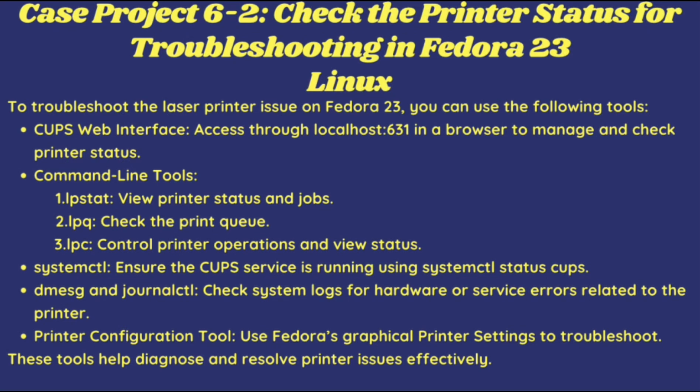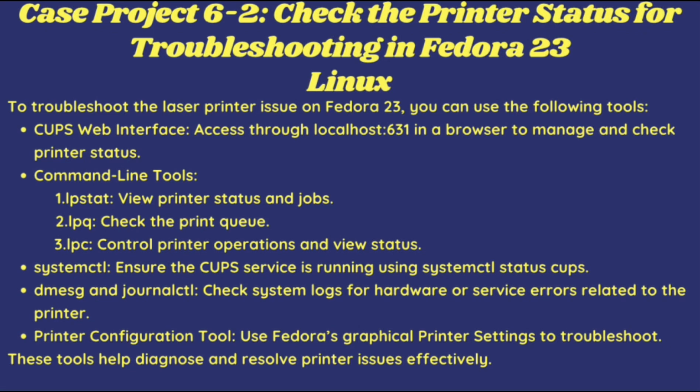To troubleshoot the laser printer issue on Fedora 23, you can use the following tools. First, CUPS web interface. Access it through localhost:631 in a browser to manage and check printer status. Second, command line tools. First, lpstat, view printer status and jobs. Second, lpq, check the printer queue. Third, lpc, control printer operation and view status.